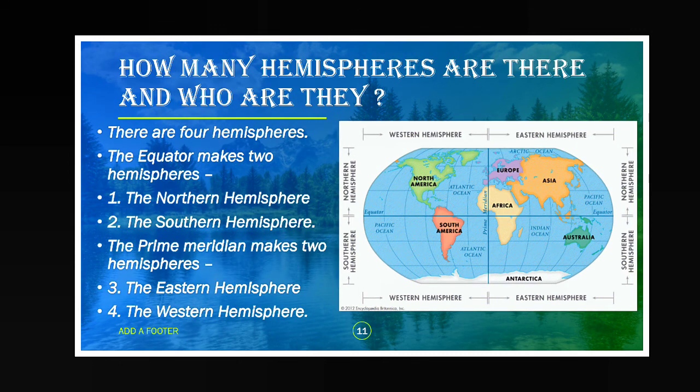Now come to the next: how many hemispheres are there? Already we have the answer, four hemispheres. And who makes them? The equator makes two hemispheres, northern and southern, and the prime meridian, or the central meridian or the Greenwich meridian, makes two hemispheres, the eastern hemisphere and the western hemisphere. Here also you have to draw a diagram.